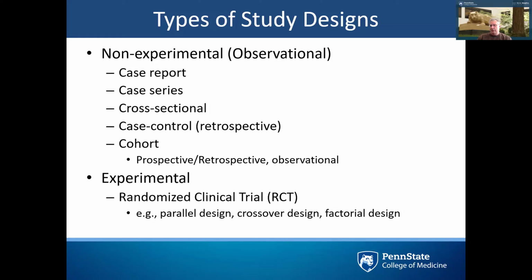And I should have mentioned, same with the non-experimental design, there are branches within those. You may have heard the term a nested case control design. What that is, it's a combination of a case control study with a cohort study. So there are flavors and variants of each of these designs.